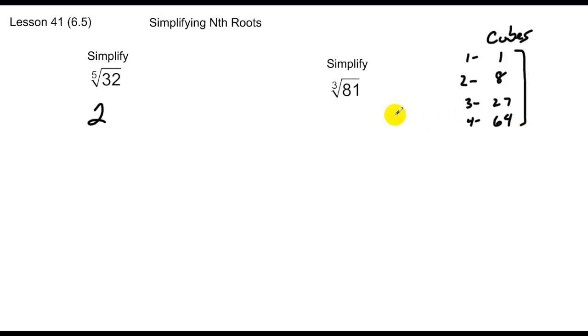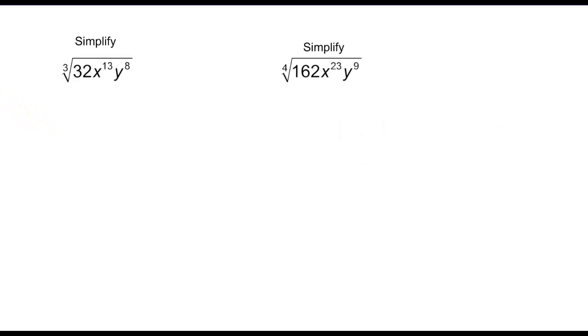So we want to use these numbers to try to divide those into 81. I know 27 goes into 81, and that goes in 3 times. So what's the cube root of 27? That's 3 cube roots of 3, and that's my simplified term. Always use the biggest perfect cube.